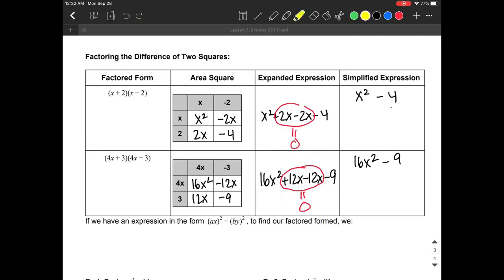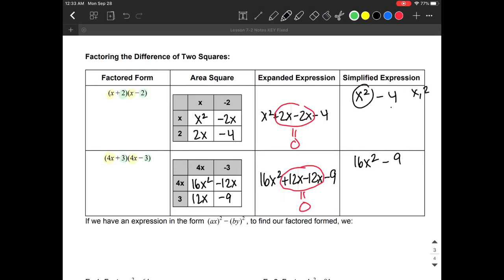Well, what I noticed about my two factored forms is that they start with the same thing and they end with the same thing. So I probably can find those two things in my simplified expression somehow. Well, looking at my simplified expression, I have x squared minus 4. Where do I see x and 2 here?